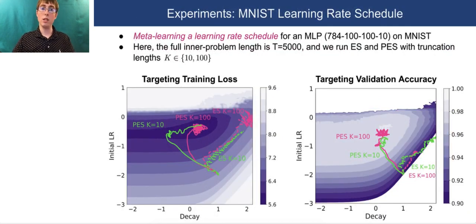Next, we looked at a more real-world task with an MNIST learning rate schedule. So we wanted to meta-learn a learning rate schedule for an MLP on MNIST, where we learned the initial learning rate and decay factor in this case. And here, the full inner problem length was 5,000 steps. We ran both ES and PES with two different truncation lengths, 10 and 100. And we tried targeting both the training loss as well as the validation accuracy. So we see that in both cases, PES with both truncation lengths 10 and 100 converges to the optimal region, whereas ES suffers from truncation bias and converges to a suboptimal region. And on the right, we see that we are able to target validation accuracy, which is a non-differentiable objective, and PES works similarly well to targeting the training loss.